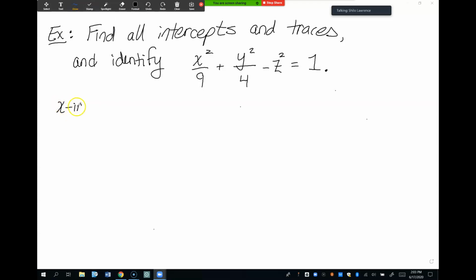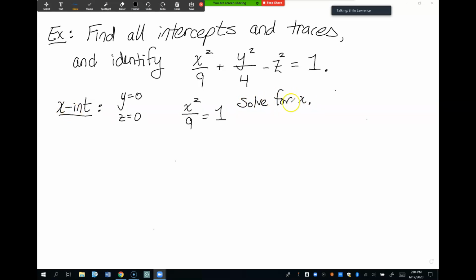For x-intercept, we're only interested in the values where our surface crosses the x-axis. So we're not concerned about y values or z values, so you can set each of those equal to 0. So we're going to say y equals 0, z equals 0. So if I set y and z both equal to 0, the only thing left in this equation is x squared over 9 equals 1. And now we want to solve for x.